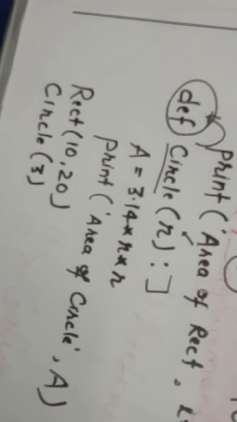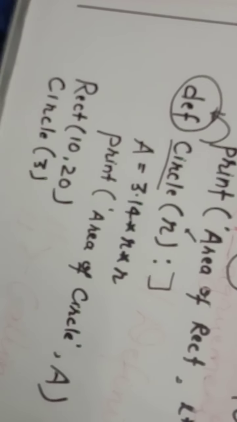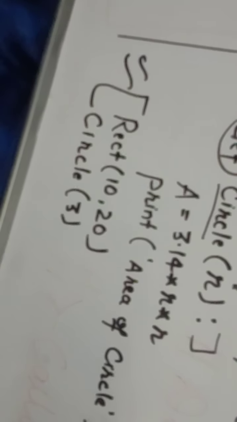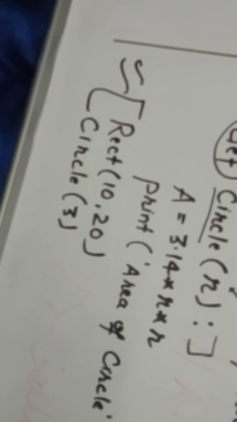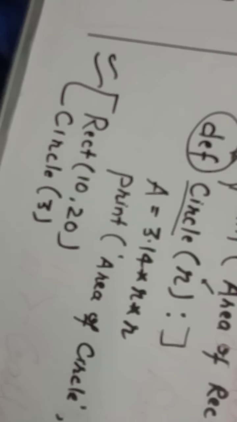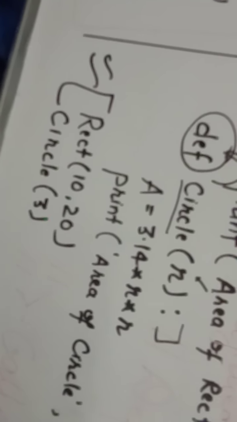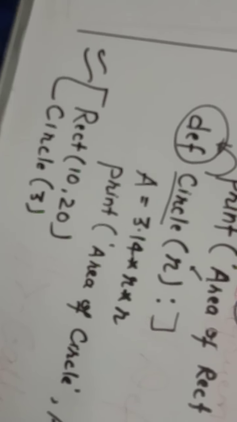Basically in functions two parts are there. One part is the definition part of the function, and the second part is the calling part of the function. When we call the function, at that time the function is executed, not before that. When we call the function, the body of the function, or you can say the logic of the function, is executed.